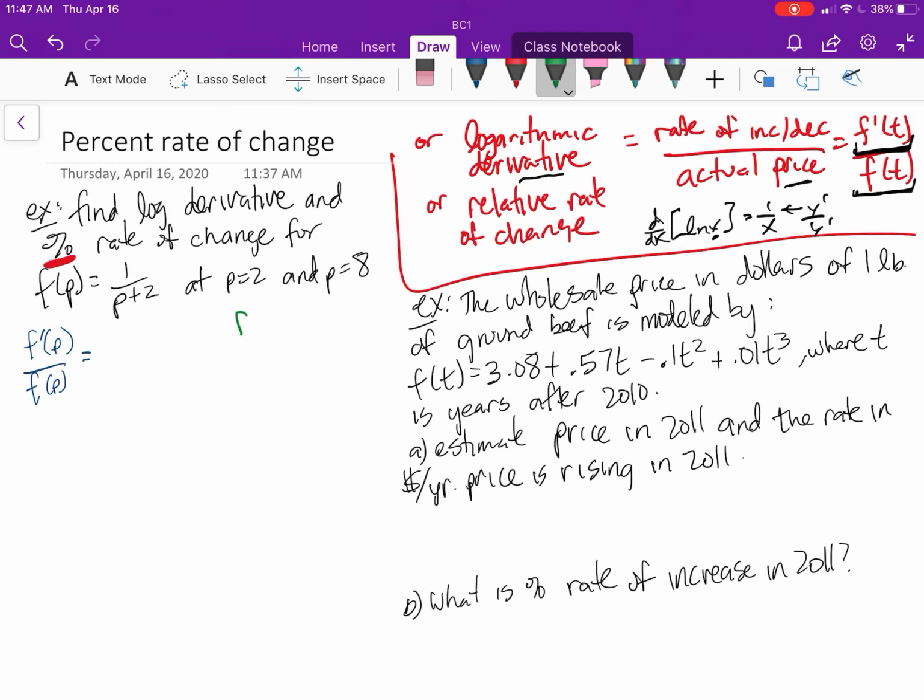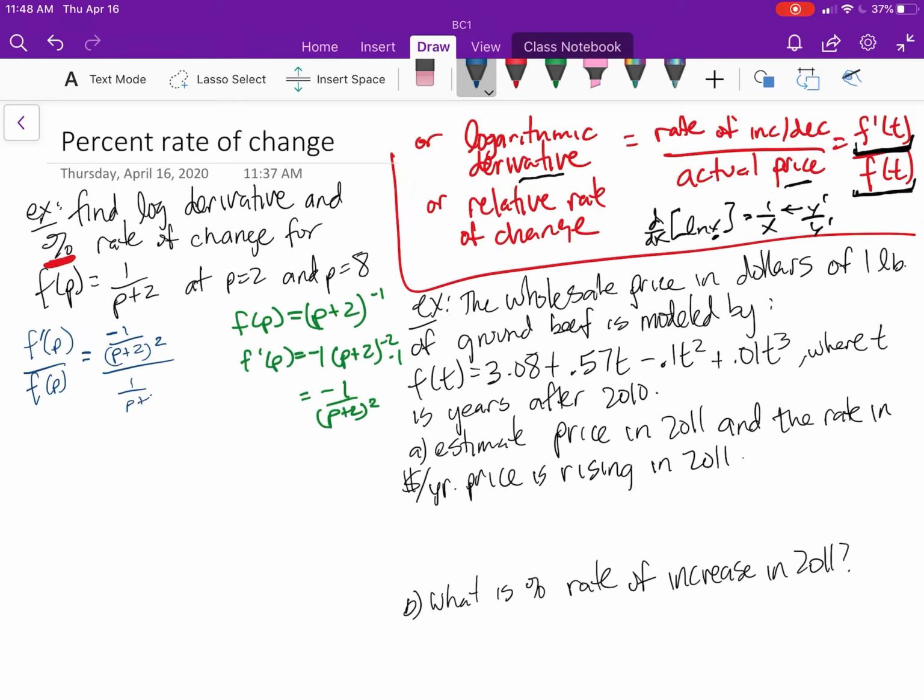So I would rewrite f of p as p plus 2 to the negative 1, but you could do quotient rule if you chose. Okay, so the derivative then, we get to bring down the negative 1, multiplied by p plus 2, subtract 1, and chain rule it, but the derivative of the inside is just 1, right? So that's a negative 1 over p plus 2 squared. Or you can leave it with the negatives, up to you. All right, so rewriting this, we then have the derivative, negative 1 over p plus 2 squared, over the original 1 over p plus 2.